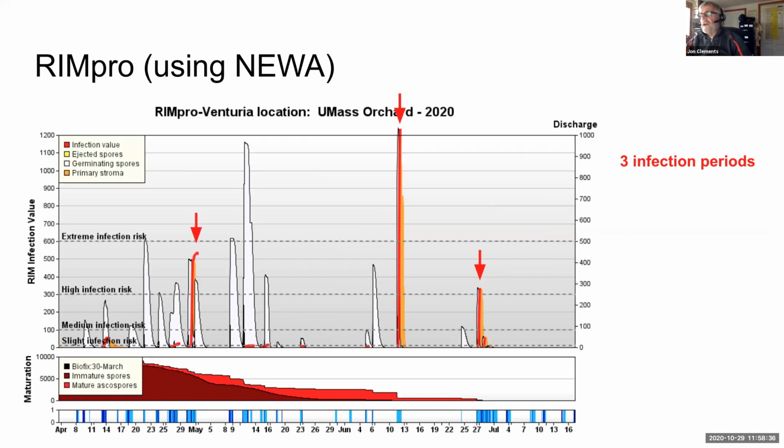Just quickly, remember, I had 7 infection periods for RIMpro using Meteoblue, but if we were using the NEWA weather station data, there was only 3 infection periods. So that's kind of interesting. That kind of tells me there was a difference in how RIMpro was interpreting the weather data, or how different the weather data was between the weather station and Meteoblue. I'll mention they also use 2 different leaf wetness models, so that could have been a factor. My intent, though, was not to investigate what caused these differences, just see if there was a difference.